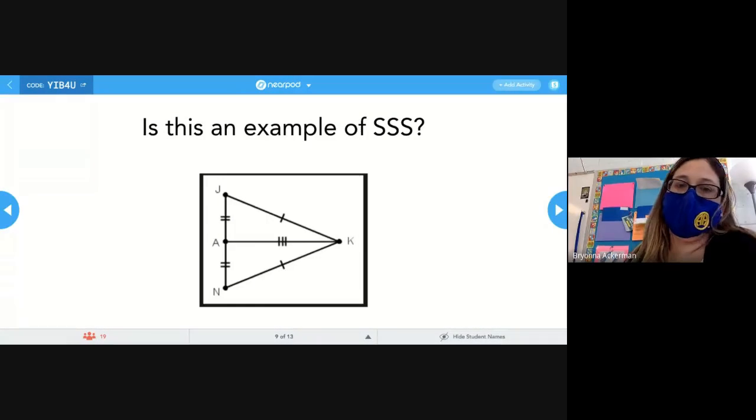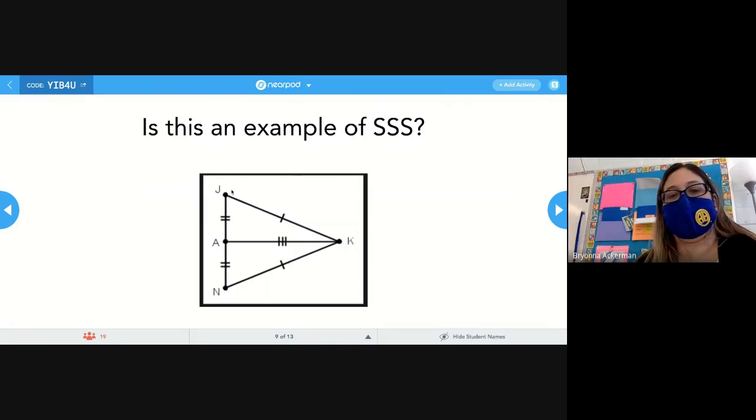So here's a question that comes up quite a bit. So my question to you is, is this picture an example of SSS? So like if you saw this on a test and I said, hey, are these congruent because of SSS? What would you think? Yes. So I'm hearing yes. So my question is why? They have 3 sides that are congruent to 3 sides.